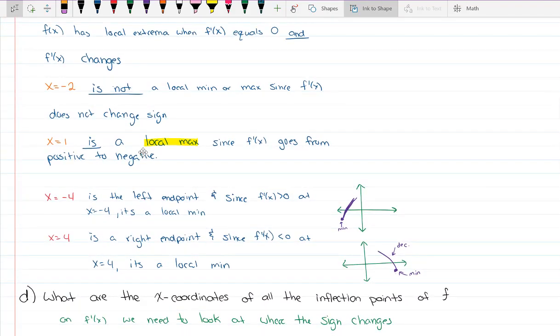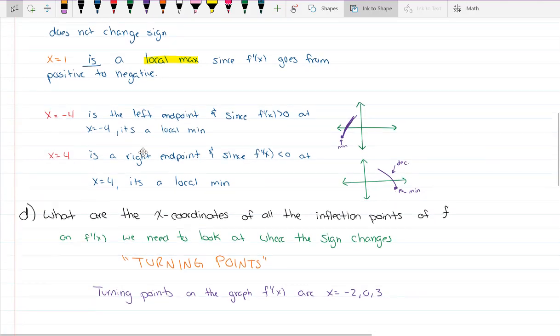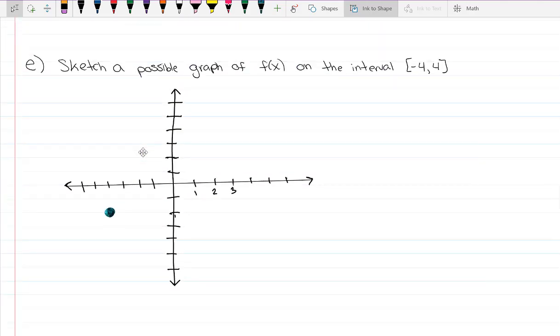Well, I'm going to go ahead and plot all of these, which are going to be my turning points or my max and my mins. So I have one at -4. I have one at -2. I'm just going to put that right here. I have one at 1. I'm going to put that right here. And I have one at 4. So I have one over here.